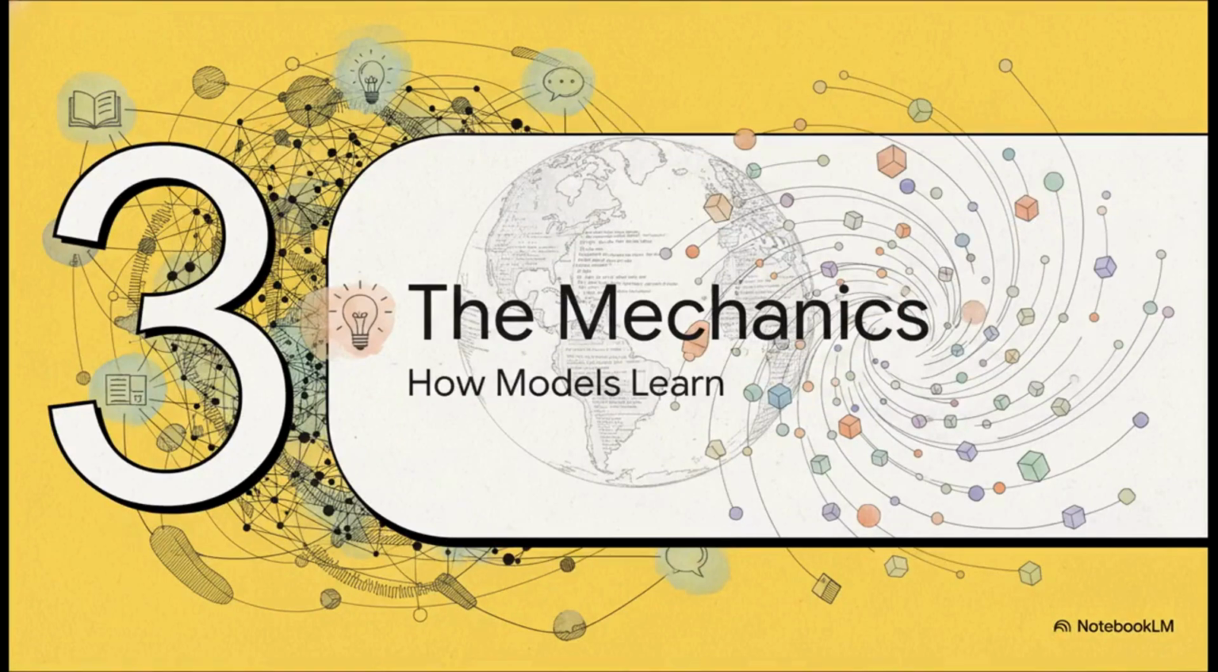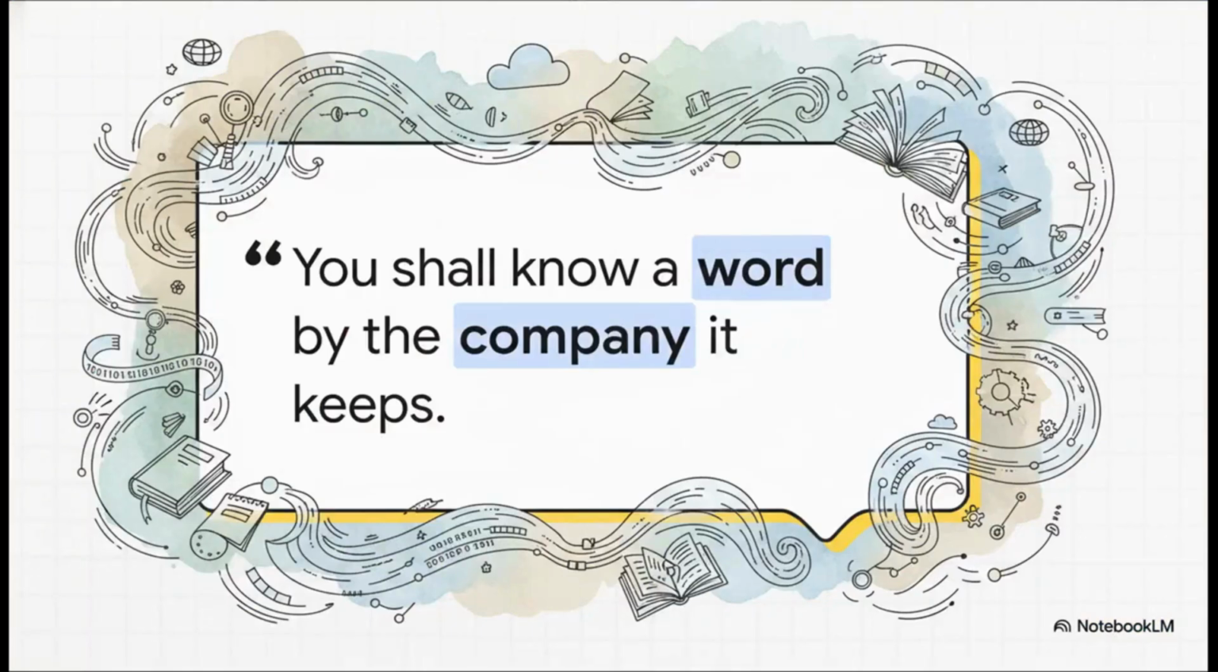Moving on to section 3, the mechanics, how models learn meaning. So how exactly does the machine figure this out all on its own? Well, it all goes back to a very famous linguistic rule by John Rupert Firth. You shall know a word by the company it keeps. Basically, models learn by reading millions and millions of sentences across the internet, or vast libraries of books, just to see which words repeatedly hang out together in the same context.